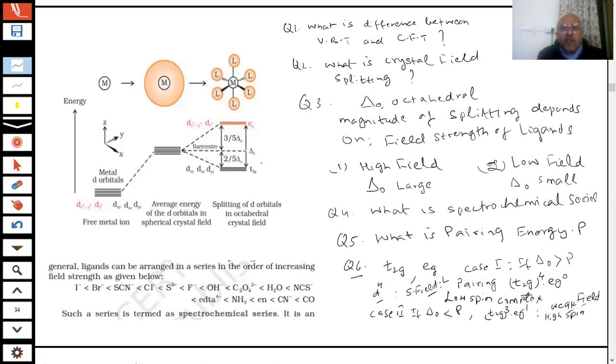That comes to minus 0.4 delta O, and this is plus 0.6 delta O, where delta O is the octahedral splitting energy. The sum of the two will be equal to 0, which is called the barycenter, as given in the book, students. So if I multiply it, there are 2 into 0.6 and 3 into minus 0.4, and that will come to zero. That means the total energy is conserved.